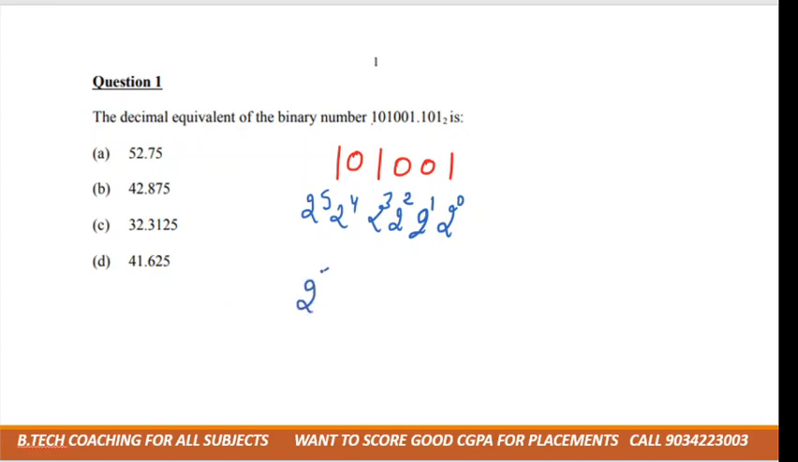So it would be 2 raised to power 5 plus 0 plus 2 raised to power 3 plus 0 plus 0 plus 2 raised to power 0. 2 raised to power 0 is always 1, right? So after solving it we'll get the value 41.